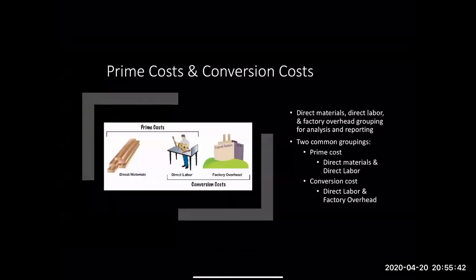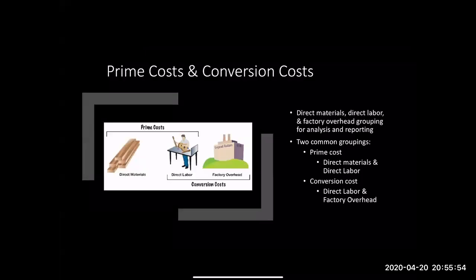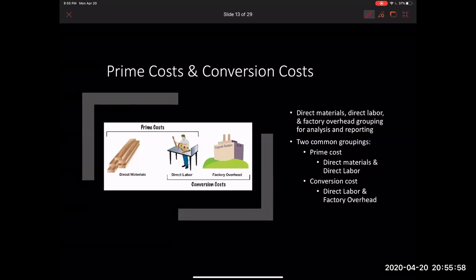So now we're going to look at prime costs and conversion costs. Your direct materials, direct labor, and factory overhead can be grouped for analysis and reporting needs. So what we're going to do here is put them in these different categories. Prime costs include your direct materials and your direct labor, while conversion costs include your direct labor and factory overhead. Now, what they both have in common is direct labor.